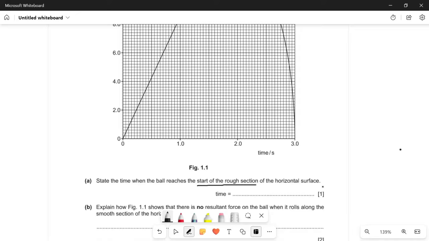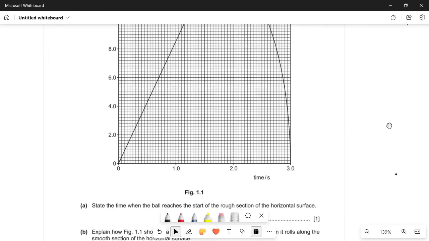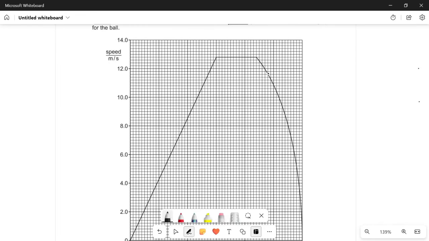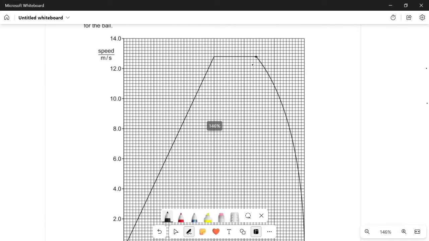So how can we determine which part is the rough section? On a rough section there is more friction, so the speed is going to be decreasing. So we just have to identify the point where the speed starts decreasing. On the graph, that point is right over here. This is the point where the speed starts decreasing.